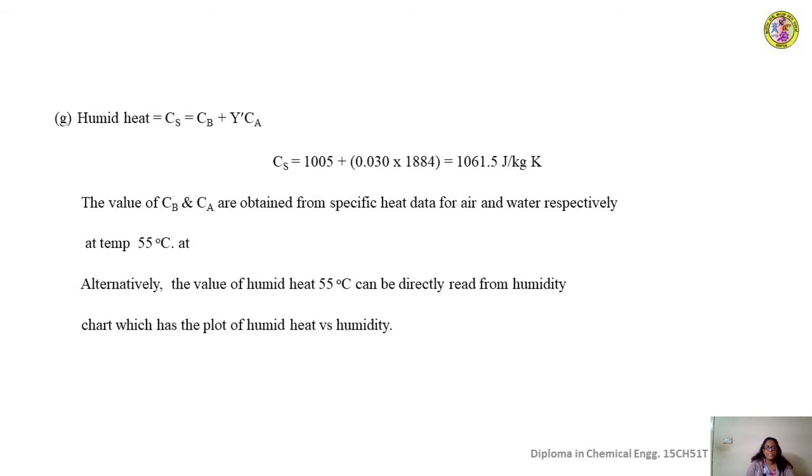The values of Cb and Ca are obtained from specific heat data, as I mentioned earlier, for air and water vapor respectively. Then at 55 degrees centigrade, you can calculate the humid heat, which is equal to 1061.5 joules per kg Kelvin. So that Cs value can be directly read from the humidity chart.